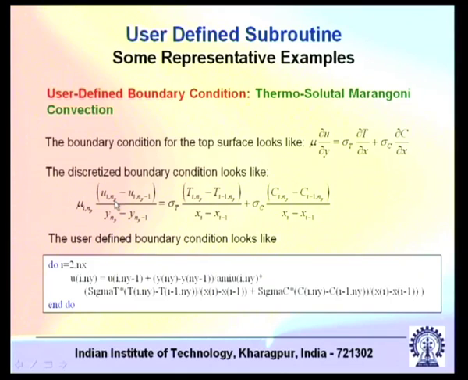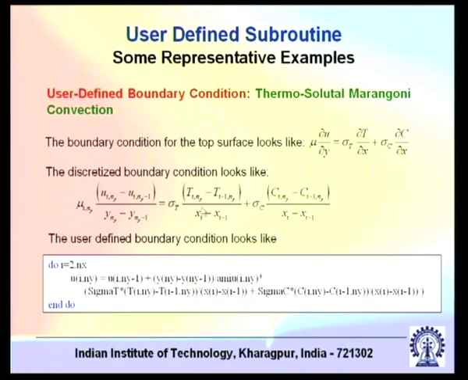So u(i,ny) minus u(i,ny-1), that is delta u, by y(ny) minus y(ny-1), that is delta y, equals sigma t into del t del x, like delta t by delta x plus sigma c into delta c by delta x. And then you rearrange this equation algebraically.